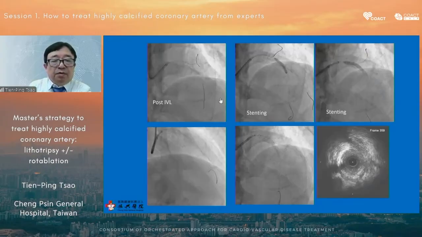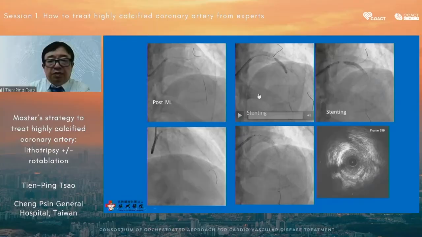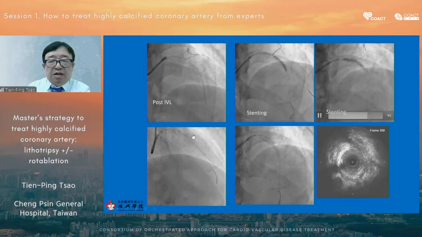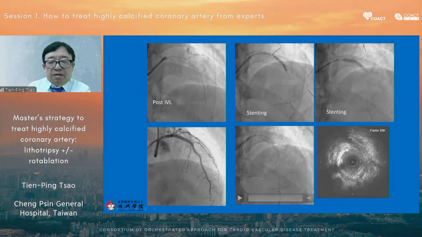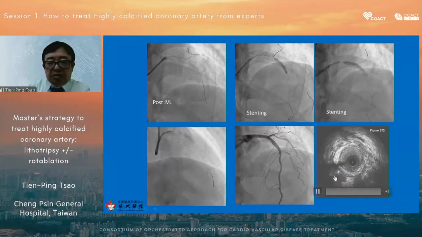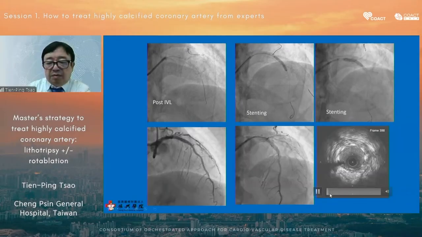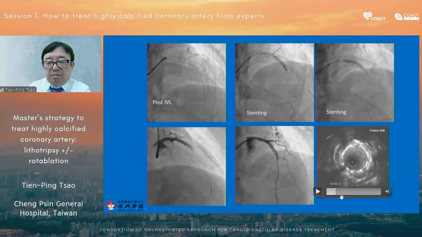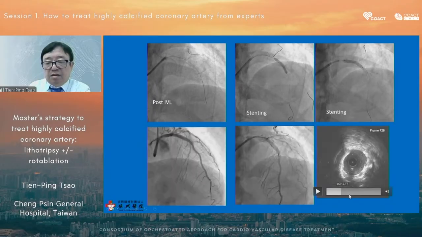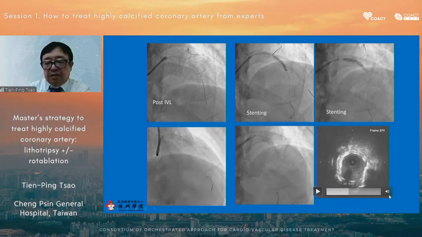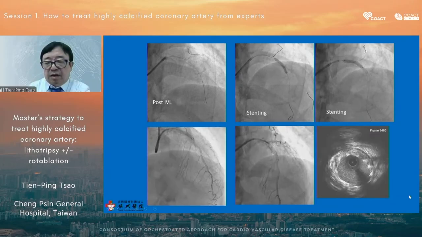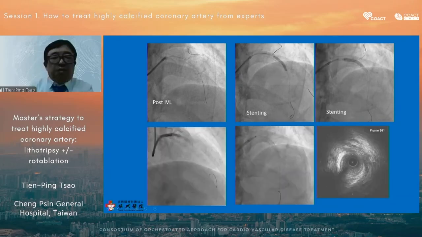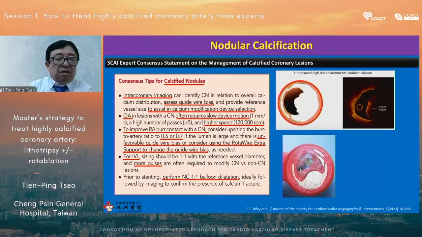So post the IVL, we do the stenting, 2 stents overlap, and this is the final angiography result. I think the angiography result is quite good. Because of the time limitation, I will speed up the imaging. You can see the stent expands quite nicely.